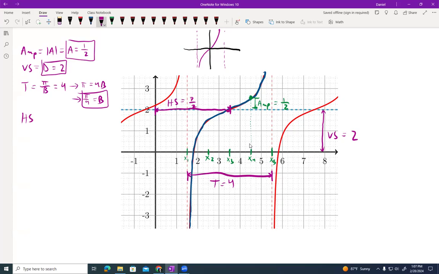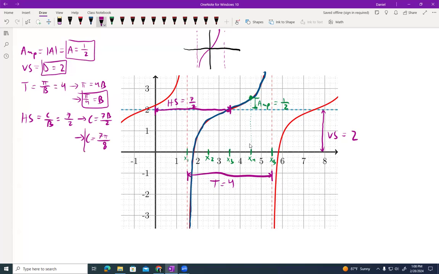Now the horizontal shift is this distance right here, 7/2, but it's also just given by c over b, right? So then c over b is equal to 7/2. Okay. And then now we have to solve for c. So we multiply by b on both sides. We get c is equal to 7 times b over 2. We'll plug in that b is pi over 4. So we get c is equal to 7 times pi over 4 times 2 is 8. So 7 pi over 8.